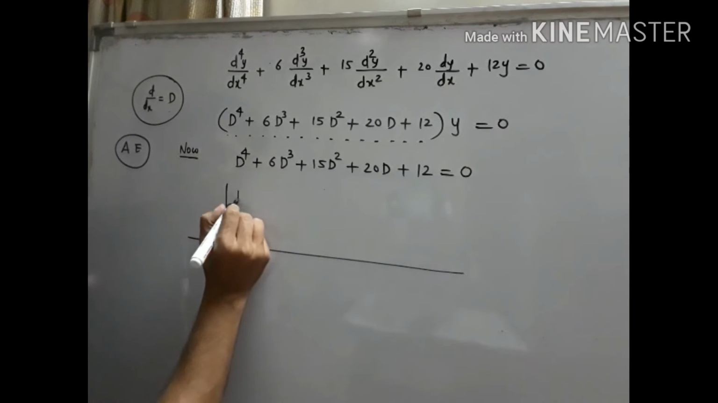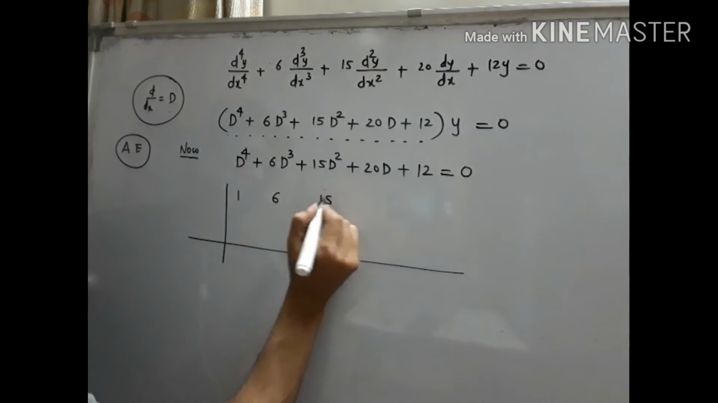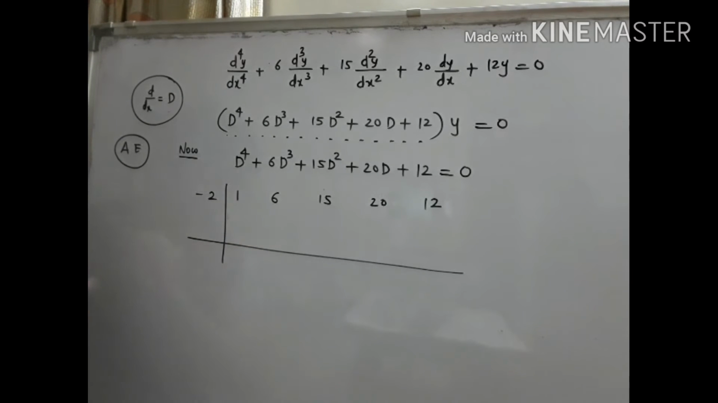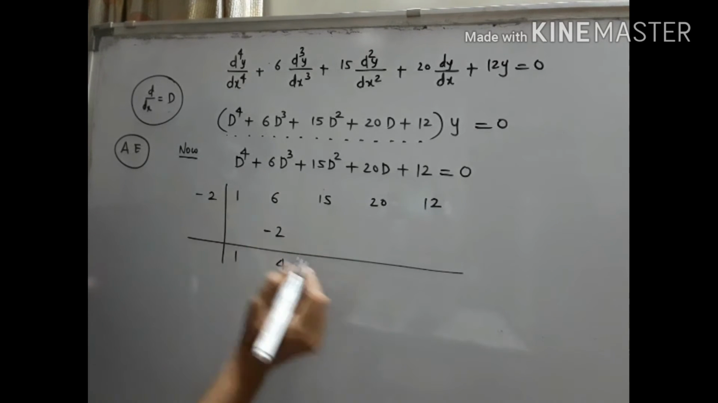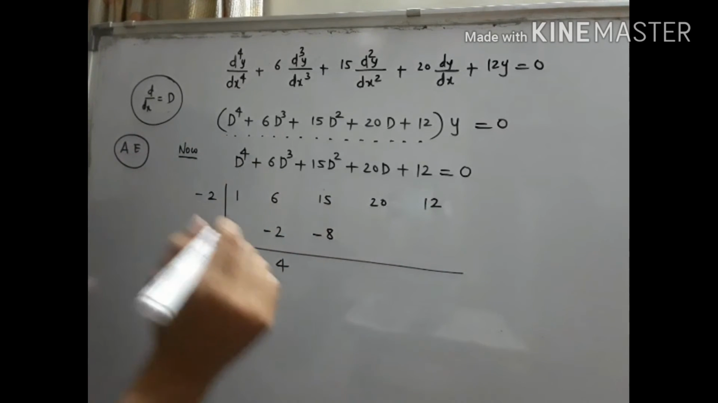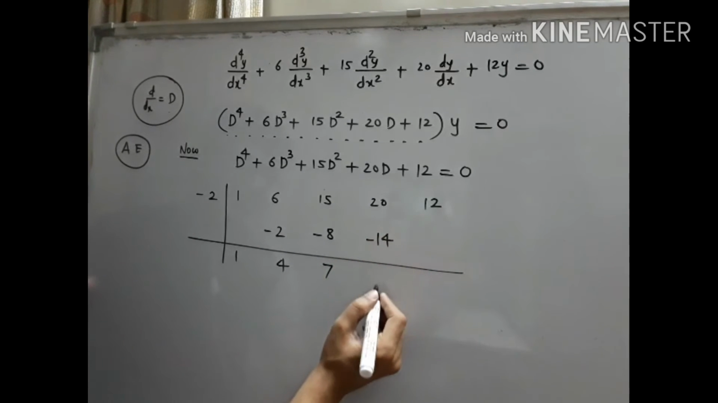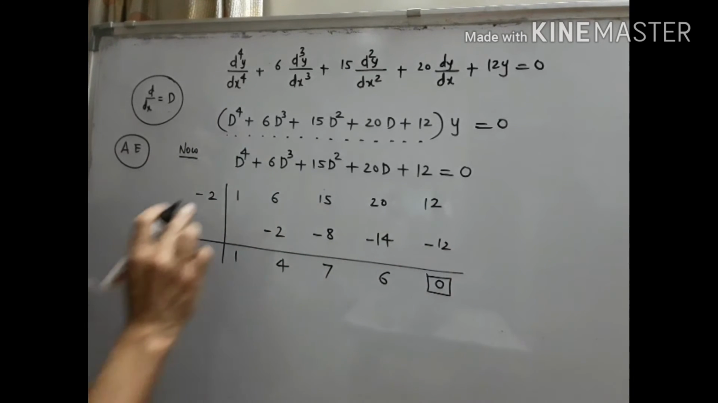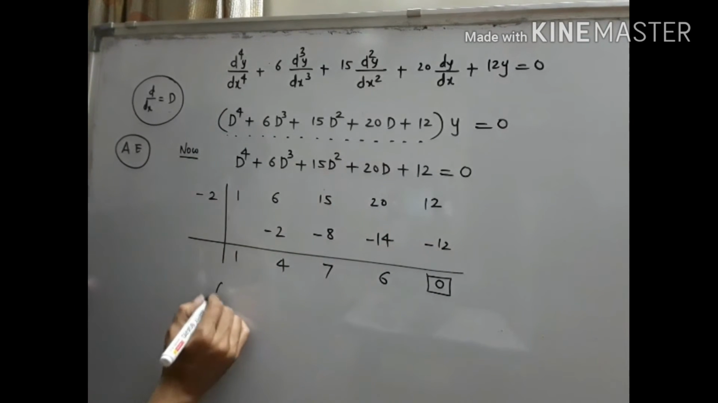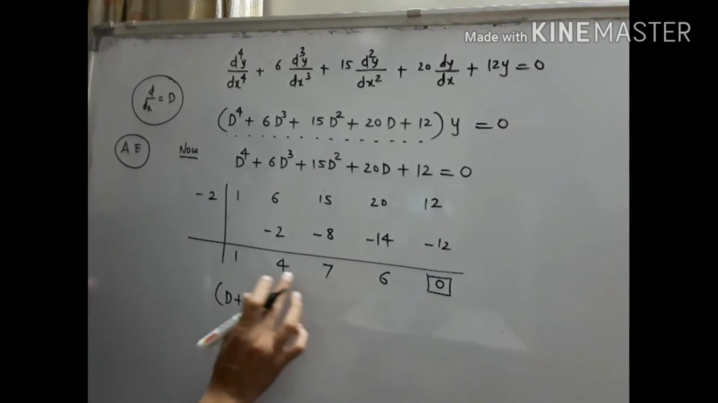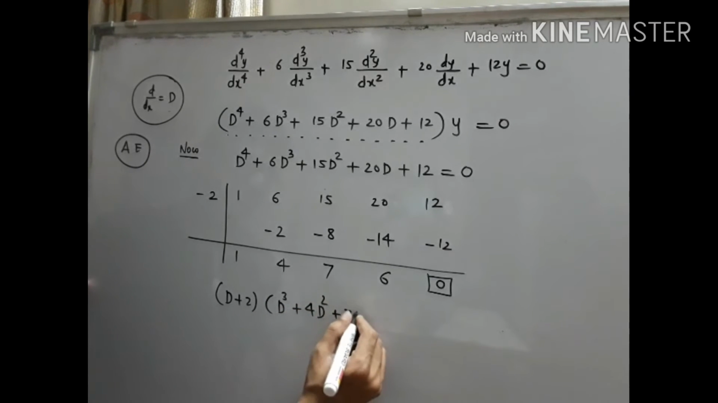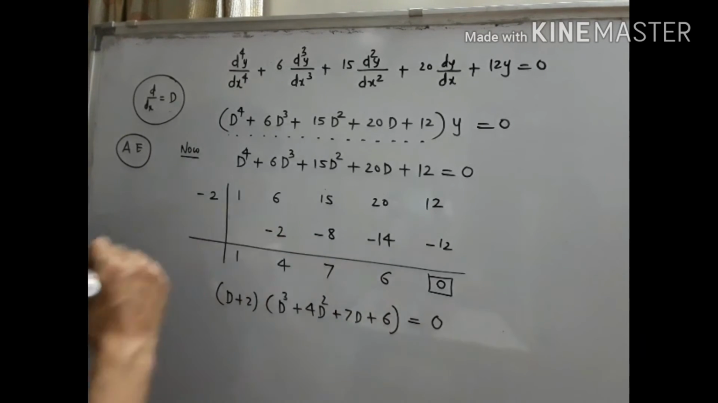What are the coefficients here? 1, then 6, then 15, then 20, then 12. I can go for minus 2, then it becomes 1, then minus 2, 4, minus 8, and then 7, minus 14, 6, and minus 12, and this is 0. So what are the factors of this? The factors would be D plus 2 into D cube plus 4D square plus 7D plus 6 equal to 0.